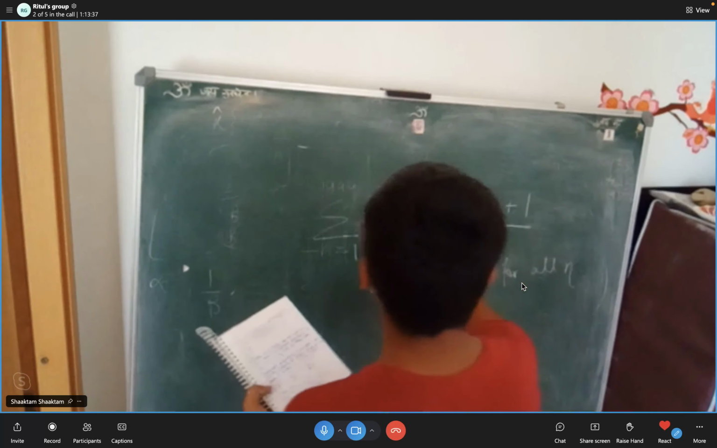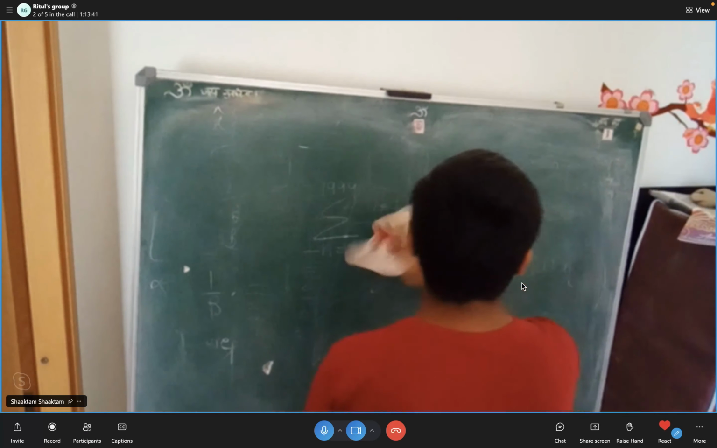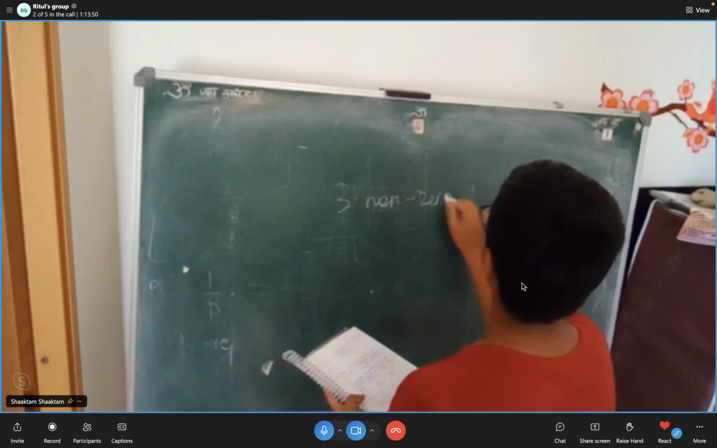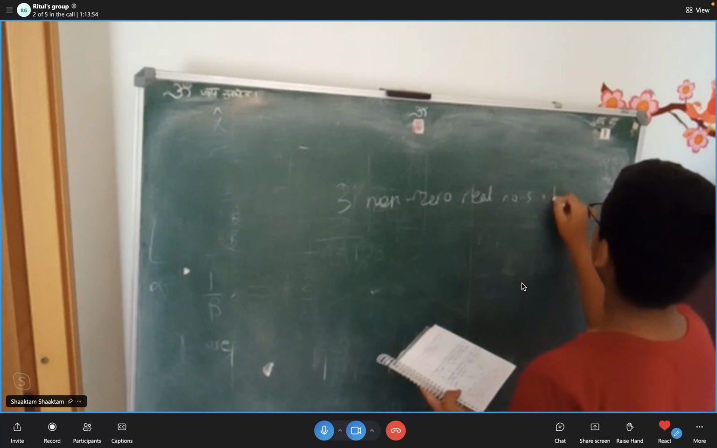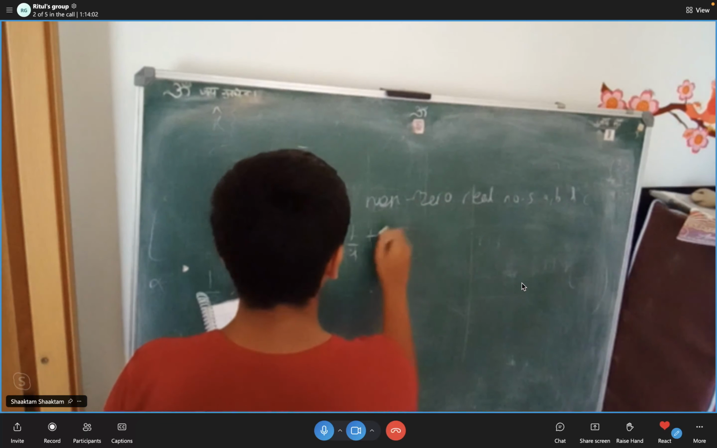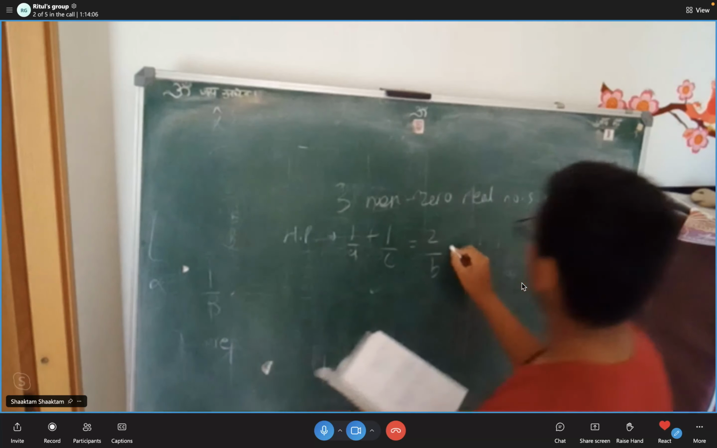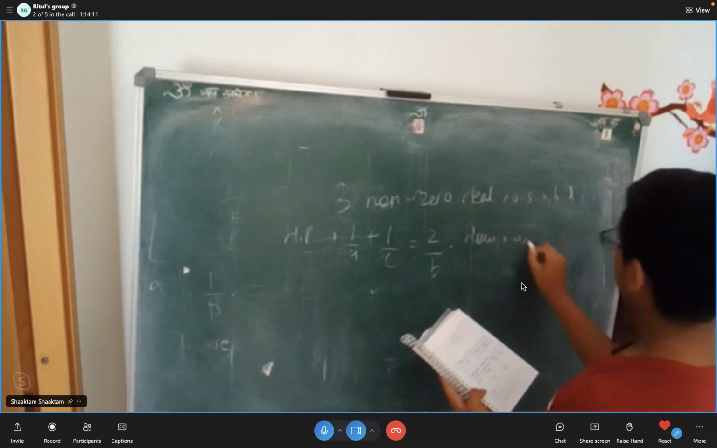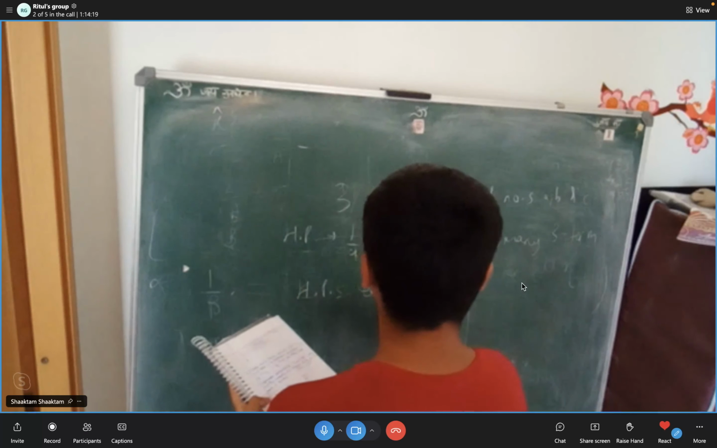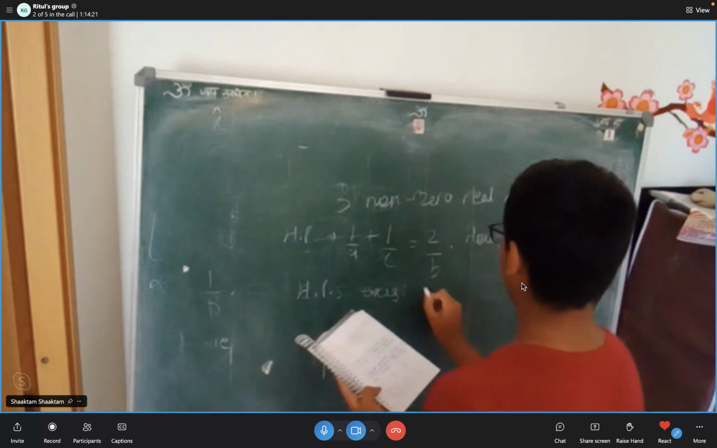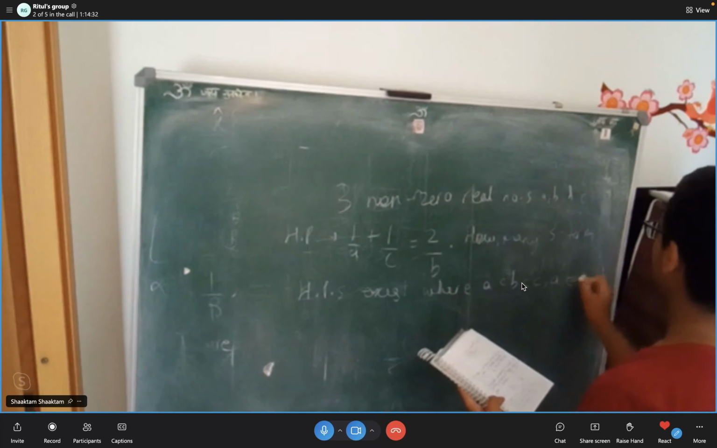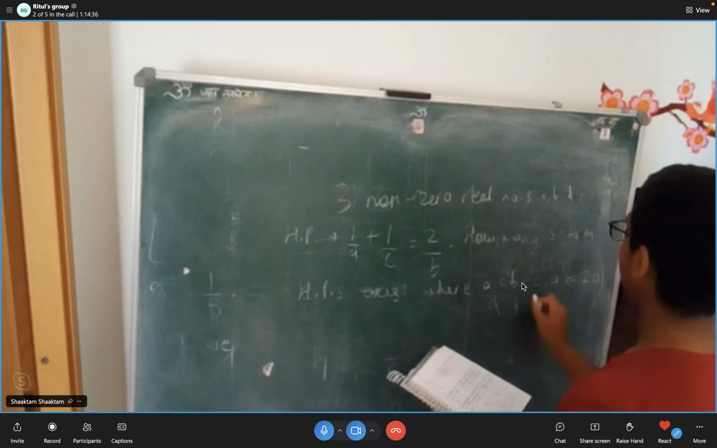And the last question. So the last question, you have three non-zero real numbers A, B, and C, and they are in a harmonic progression, HP, meaning that 1 by A plus 1 by C equals 2 by B. So you have to find how many three-term HPs exist where A is lesser than B is lesser than C, A equals 20 and B divides.